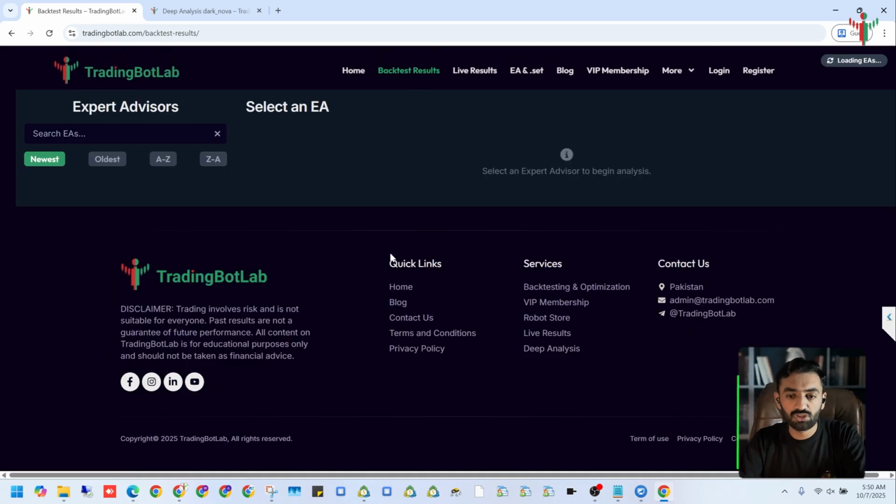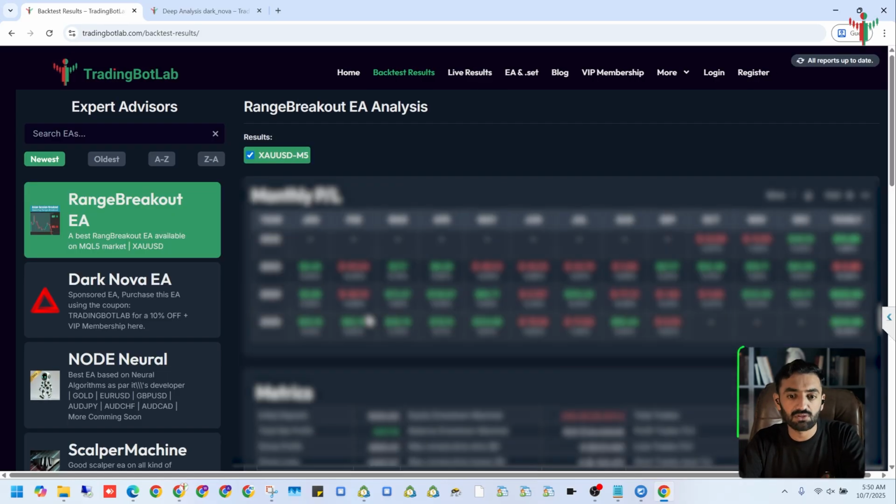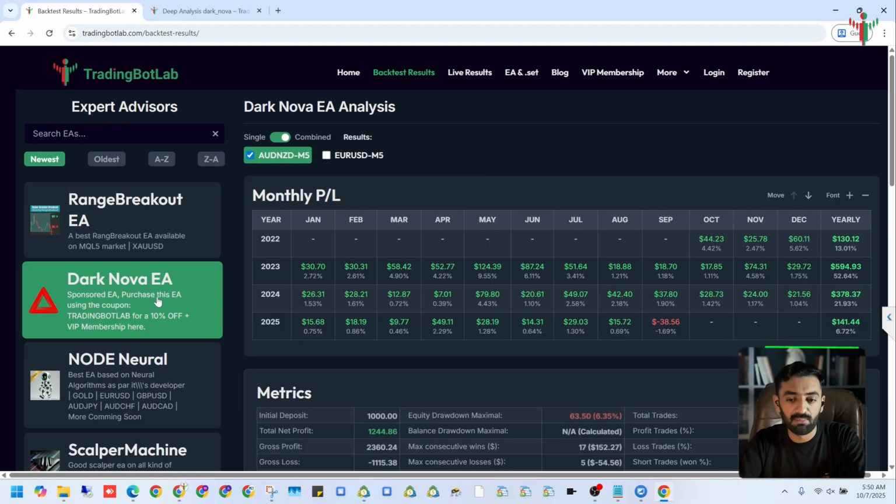Let's move back to the backtest. In the first load it was taking much time, but now it loads immediately.